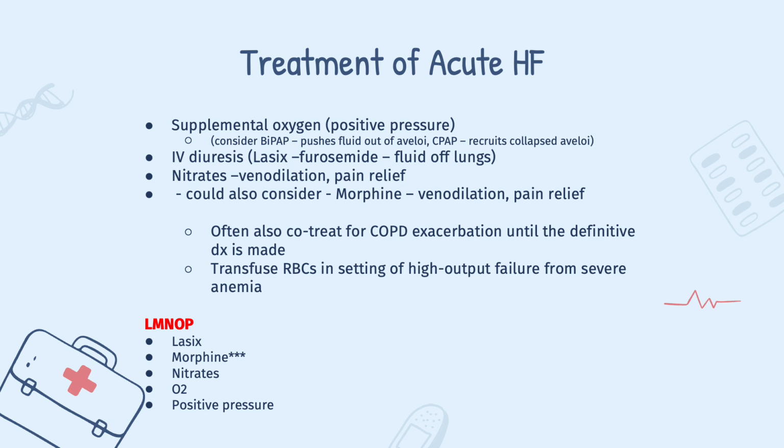Often we're also going to need to co-treat patients who have COPD exacerbation until a definitive diagnosis is made. So that should always be on our differential diagnosis. We may need to transfuse red cells in those patients that have high output failure from severe anemia. And then I like the LMNOP mnemonic, so Lasix, morphine, nitrates, oxygen, and positive pressure for acute treatment of acute heart failure.